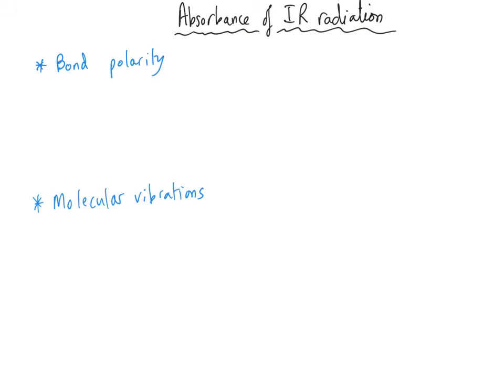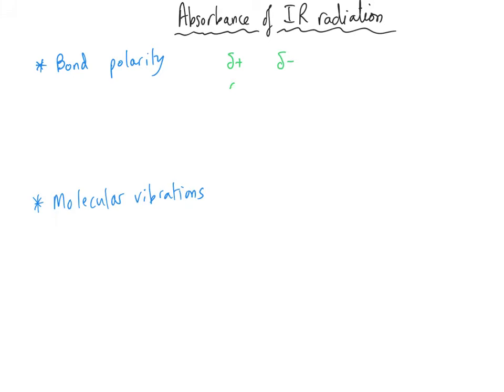I want to explore a little bit more deeply the absorbance of infrared radiation. This absorbance depends on two things. It depends, as you can see here, on bond polarity and on molecular vibrations. Now let's start with bond polarity, because that is not new. A polar bond is one where you have got a partial positive and a partial negative.